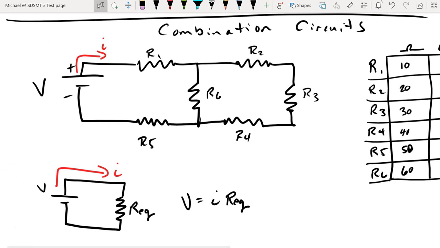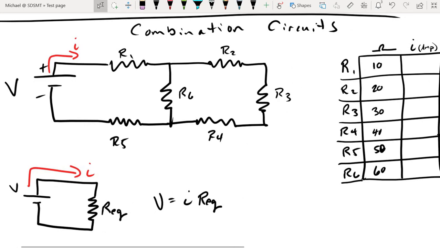However, if I could figure out what the equivalent resistance of the circuit is, since I already know what the value of the battery is, then I could find the current, and then I could use that current to start figuring out other things in the circuit. So that's what we're going to focus on right now.